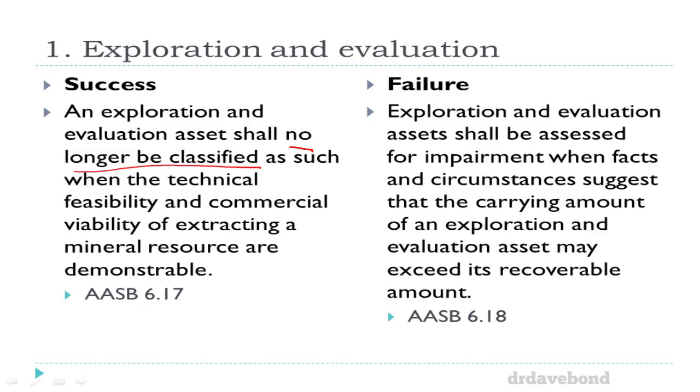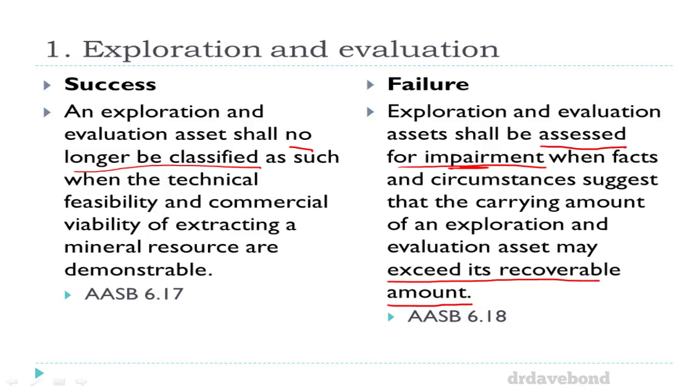If you don't find anything, paragraph 18 deals with failure. Exploration and evaluation assets shall be assessed for impairment when facts and circumstances suggest that the carrying amount of an exploration and evaluation asset may exceed its recoverable amount. So we have an impairment, where the carrying amount of what you've spent exceeds your recoverable amount. Now the thing is, you've spent money. So if you spend $1 million searching for oil somewhere, and if you've capitalized it, you'll have a $1 million asset on your books.